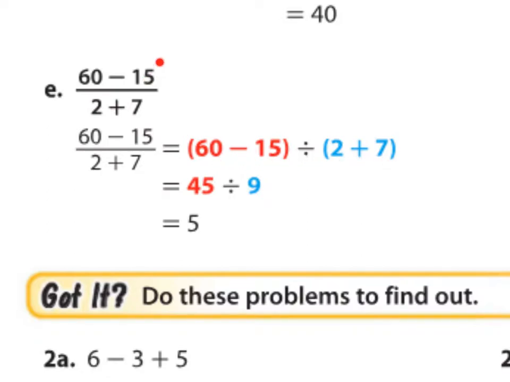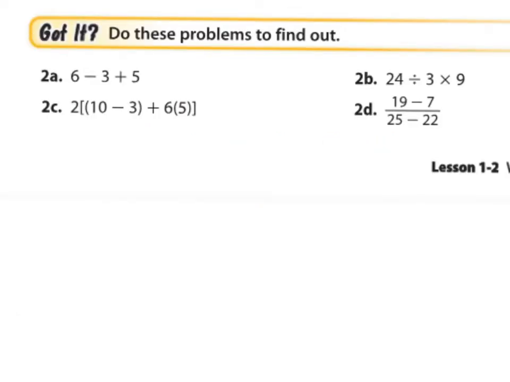But we know that these have to be done first in order for us to be able to solve the fraction. So because these have to be done first, we must write them in parentheses. So when we have that, we write 60 minus 15 is 45, and 2 plus 7 is 9, and then we divide and we get our 5. And here comes the fun part. If you think you got it, please go ahead, pause the video, and try these 4 on your own.